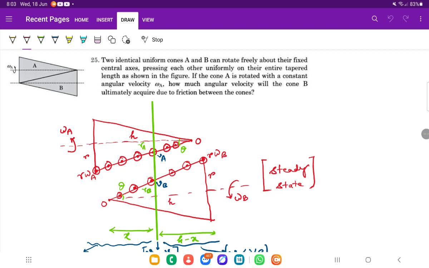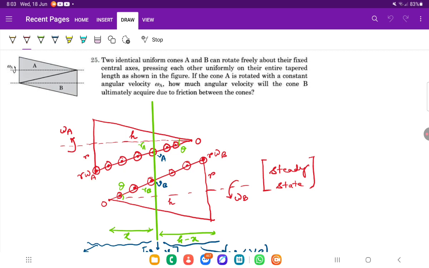Today I have brought another good problem from the rotation chapter, and it's also from the Pathfinder book under the Check Your Understanding section, question number 25. So there is a figure as you can see on the screen, and the problem states that two identical uniform cones A and B can rotate freely about their fixed central axis, pressing each other uniformly on their entire tapered length as shown in the figure.